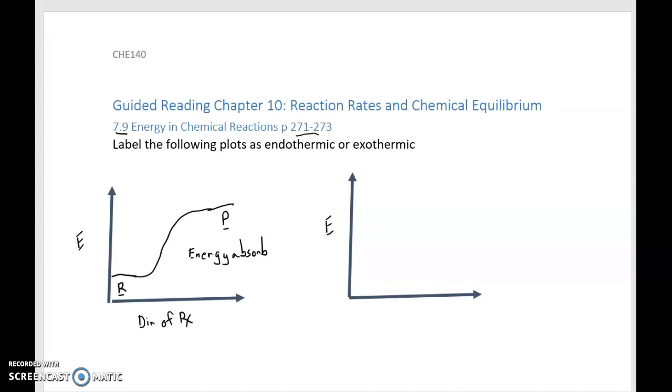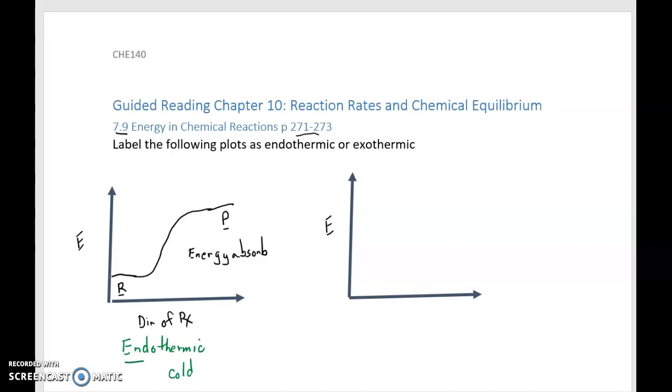I'm going to change colors just because endothermic is such an important word. Endothermic. I want you to think of this as in. Endo is in, so energy is going into the reaction. Endothermic reactions feel cold because they are absorbing heat energy from the environment.